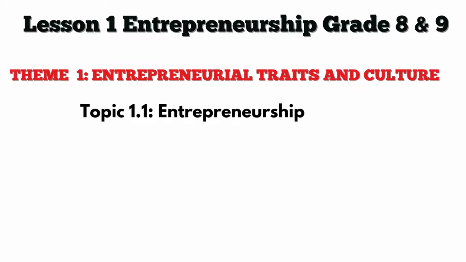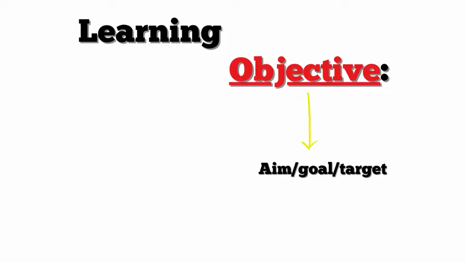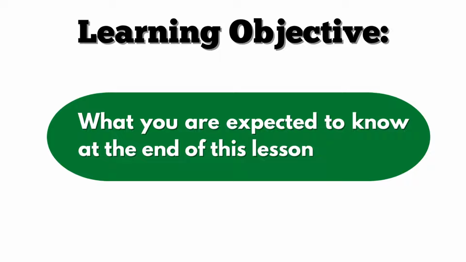Topic 1.1, Entrepreneurship. Let us take a look at today's learning objective. The word objective means aims or goals. Learning objective means learning goal, which means the information that you are expected to know at the end of each lesson. It is important to always pause the video and read the learning objectives for each lesson.